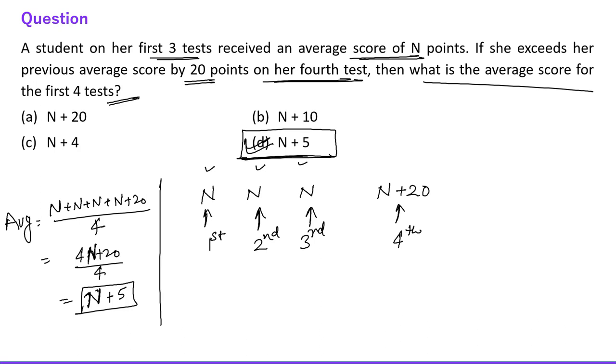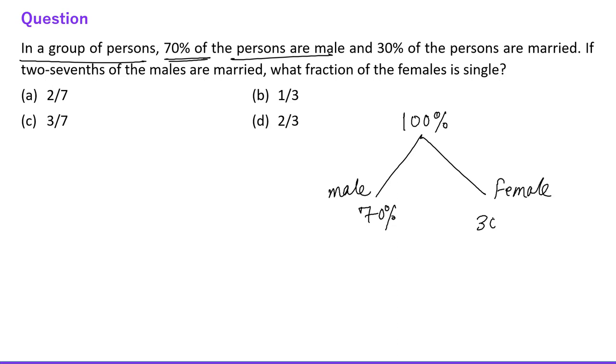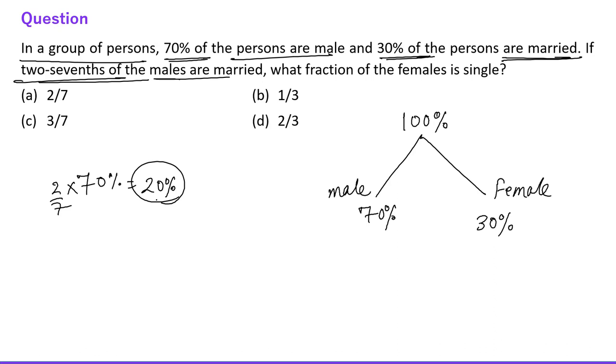Okay. Next question says, in a group of persons, 70% of the persons are male. Okay, fine. Let's say there are total 100%. Then 70% are male. Then obviously rest are female. So 30% are female, right? And 30% of the persons are married. Okay. If 2/7 of the male are married. So 2/7 of the male, 70% are the male. So, this is 20% of the males are married.